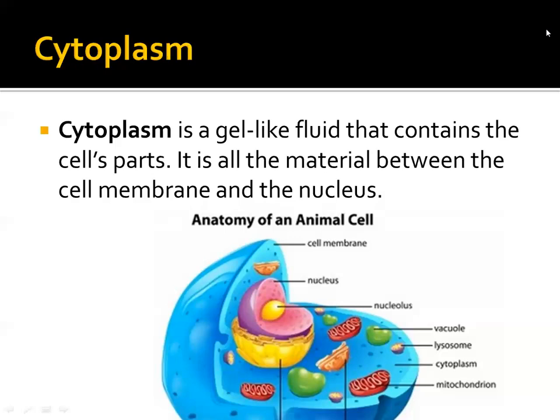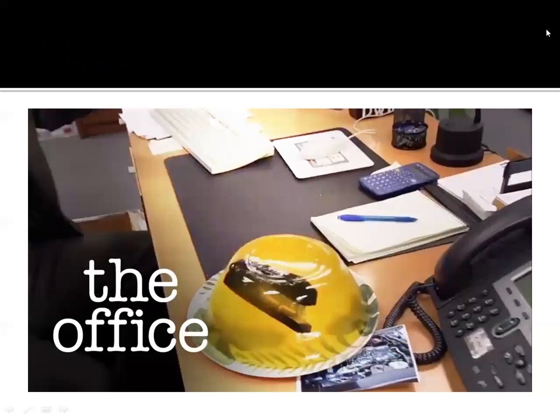Cytoplasm is the gel-like fluid that contains the cell's parts. It is all the material between the cell membrane and the nucleus. And here's a little picture that I pulled from a TV show. You know, I like talking about TV shows. Of somebody who put a stapler in a bowl of Jello. Now, if you look at this, if you're done laughing, you really notice it. Anything that's not the stapler is Jello, and anything that's Jello is not stapler. It's sitting inside the Jello. That's like what the cytoplasm is.